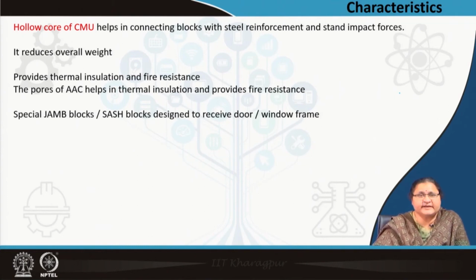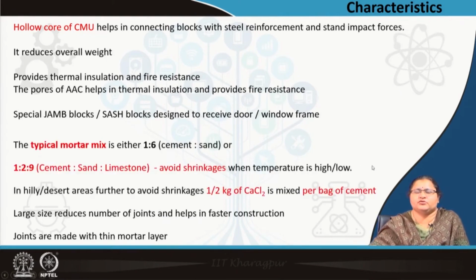I had already explained special jamb blocks and sash blocks, which are designed to receive door and window frames. So, unless and until you have a plan, you cannot move forward with these kinds of blocks. Now, coming to how to stick them to each other.